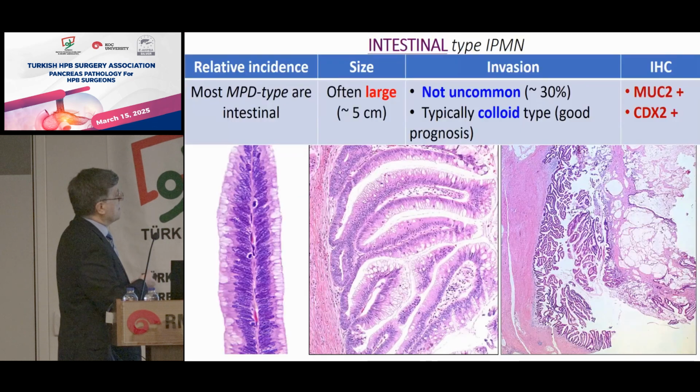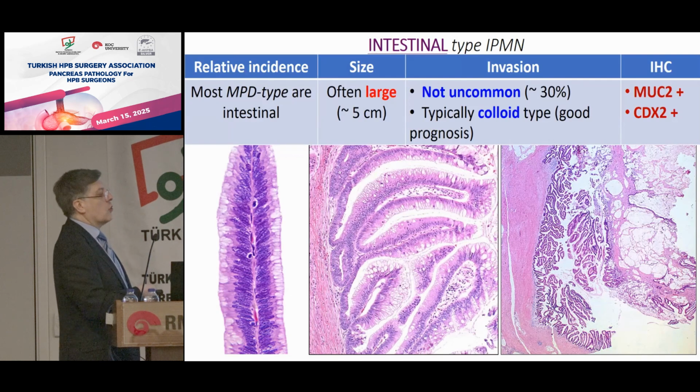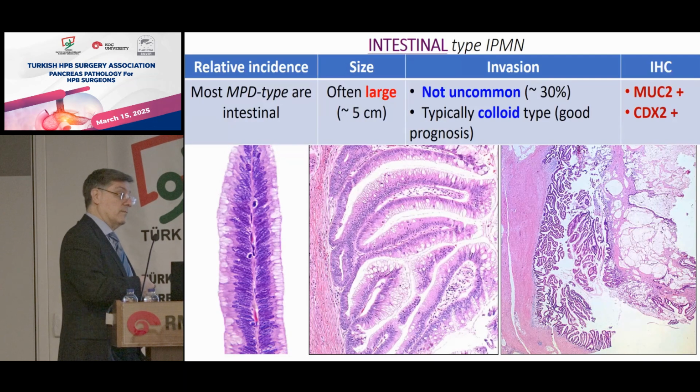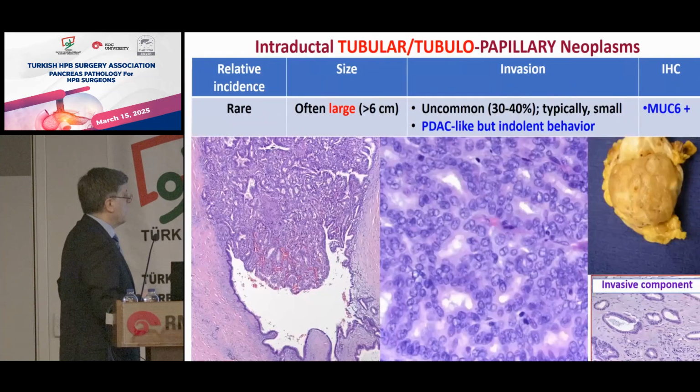Coming to the more intestinal type IPMNs, they really look like colonic adenomas. They're often large, they're often complex, they're often main duct type, but the good news is when they infiltrate, it's often the colloid type cancer, MUC2 and CDX2 positive, so actually it could be curable even when it's invasive. So that's a little bit different than the gastric entity.